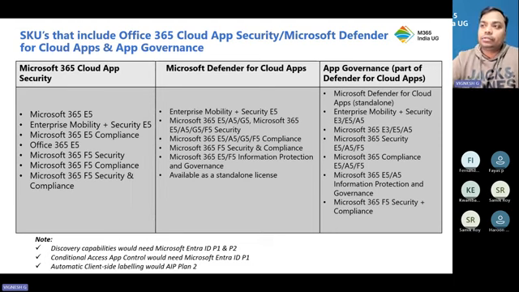All right, so in terms of licensing, when it comes to the Microsoft 365 Cloud App Security, these are the different SKUs which give you the capability to have Microsoft 365 Cloud App Security. And for Microsoft Defender for Cloud Apps, these are the SKUs. I'm not going to read through each and every single SKU. Later, when the slides are made available, or when you're going through the recording, you can see it for yourself. And then also for the app governance piece, which I just spoke about, these are the different SKUs which offer that.